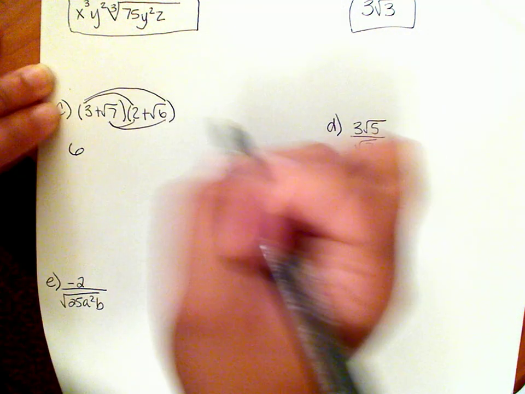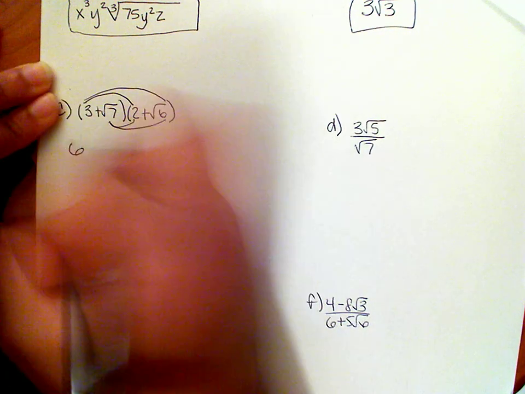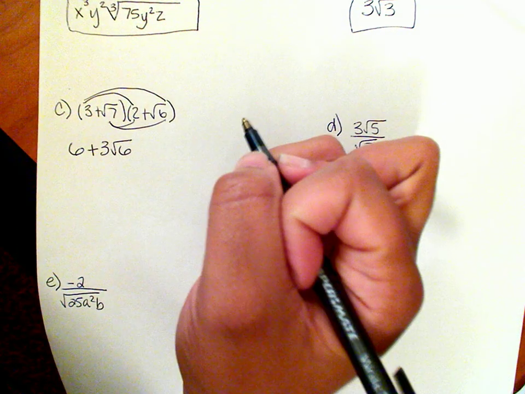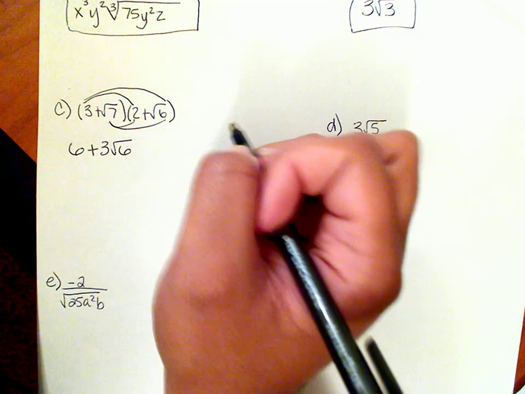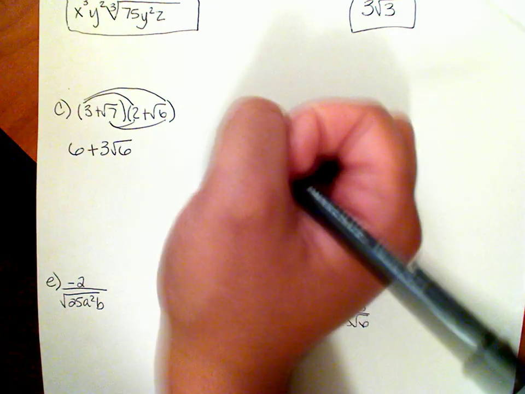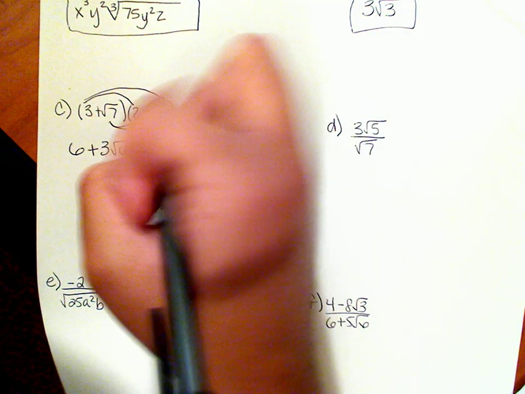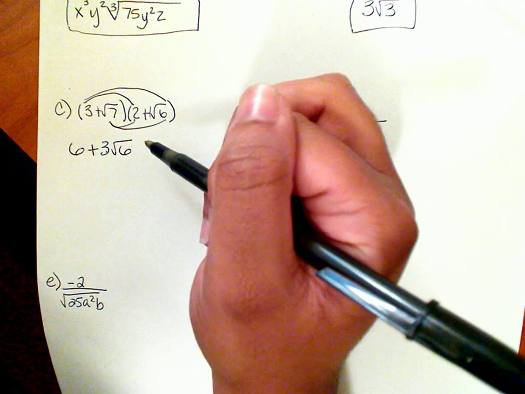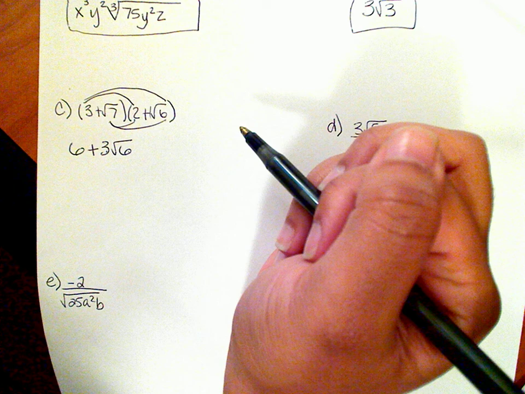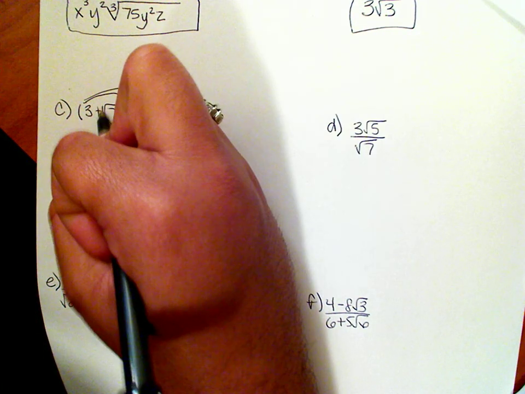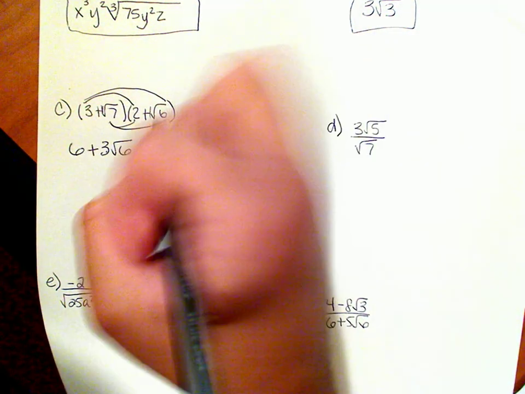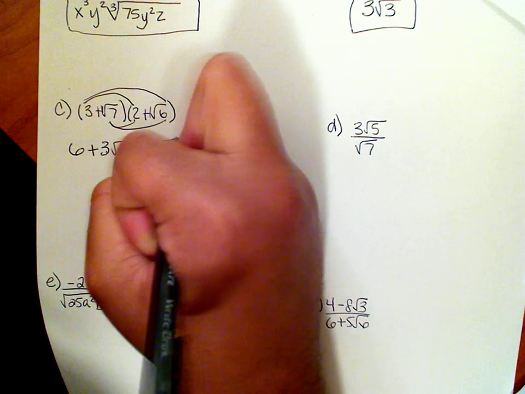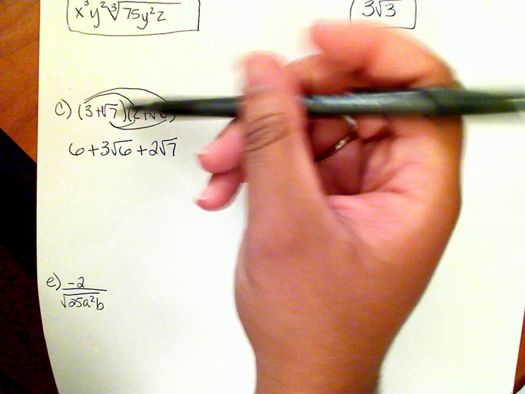So 3 times 2 gives us 6. 3 times the square root of 6 gives us 3 square root of 6. Remember, when we multiply what's on the outside of the radical and what's on the inside of the radical, there's an understood 1 right here. So 3 times 1 gives us 3 square root of 6. And then same thing for square root of 7. So 2 times the square root of 7 would give us 2 square root of 7.